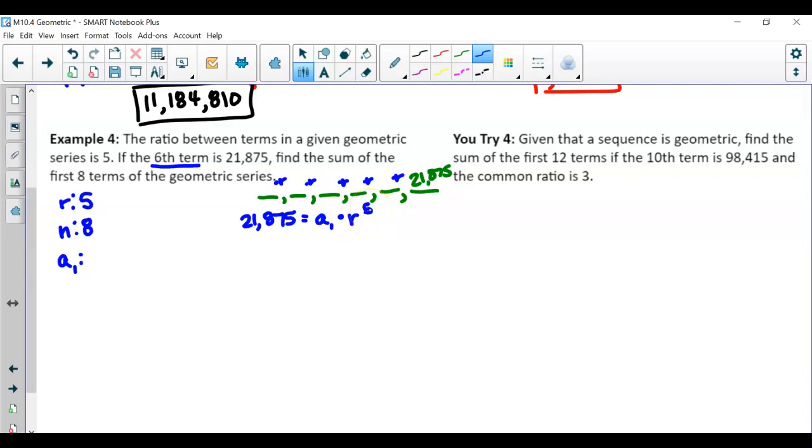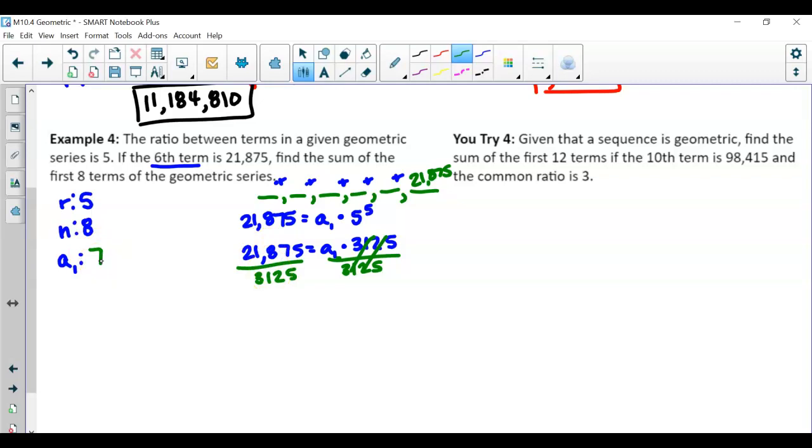Now, technically, do we know what r is? Yes, we know r is 5. So I'm going to go ahead and have times 5 raised to the 5th power. So here we've got 21,875 is equal to a sub 1 times 5 to the 5th, which is 3,125. So now if I'm trying to solve for that first term, but it's being multiplied, I divide by 3,125. And here the first term, when you divide this, you should get 7.